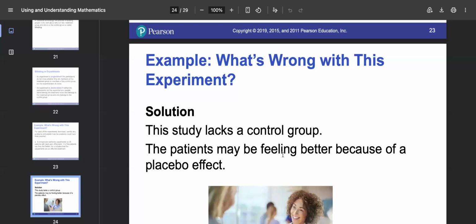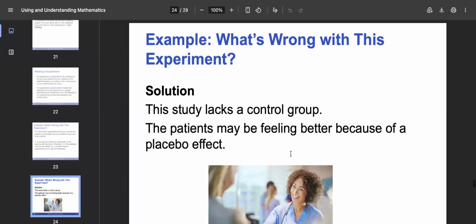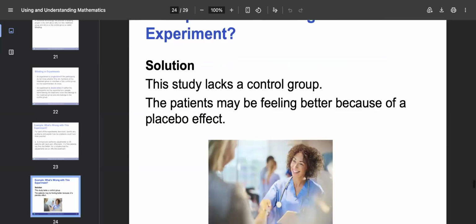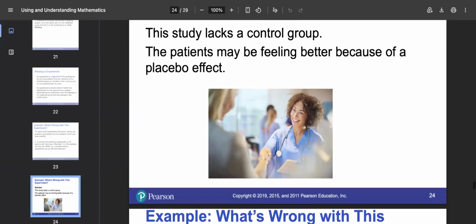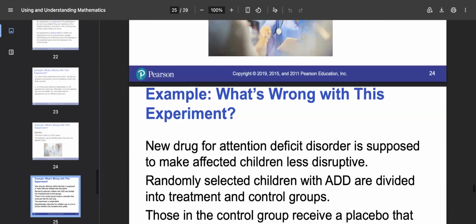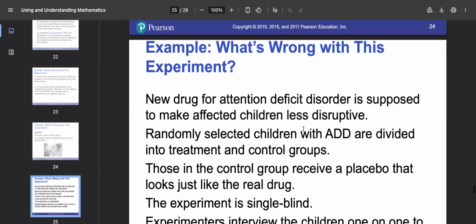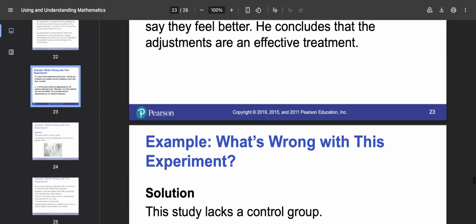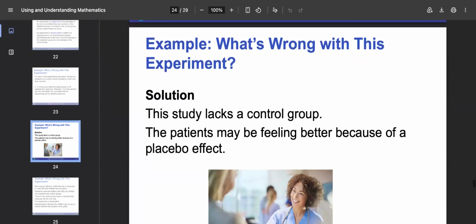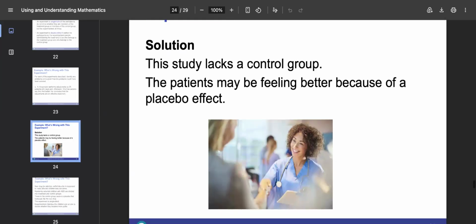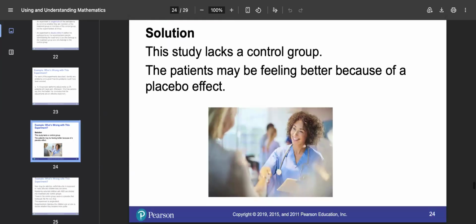So the patients that do feel better may be feeling better because of the placebo effect. If they paid for this treatment, they want it to work. So it would be important to ask them how they're feeling, maybe the day of, the day after, and then a few days out if you really want to know if it's working, right? So what's wrong with this experiment? It doesn't have a control group, and the patients may be feeling better because of the placebo effect. They may just be feeling better initially, but not feeling better over the long term.